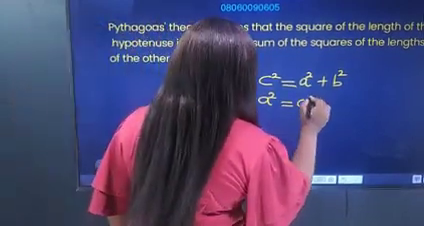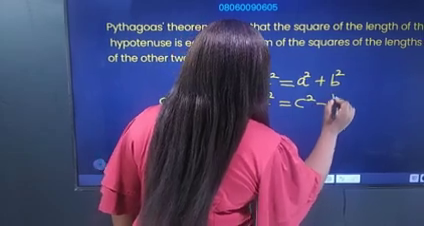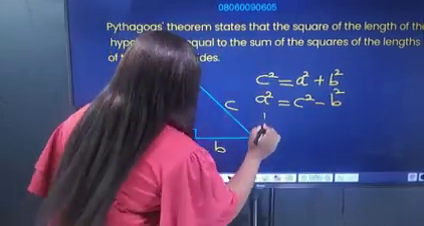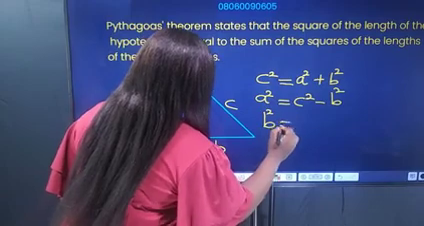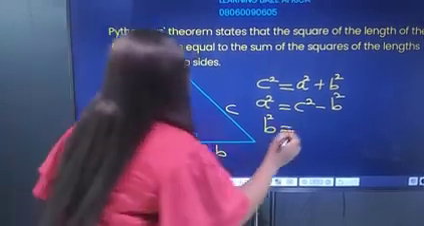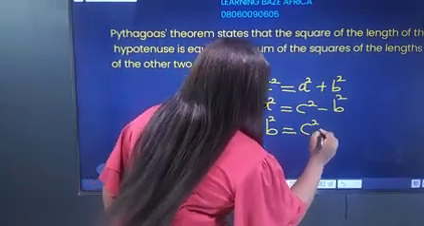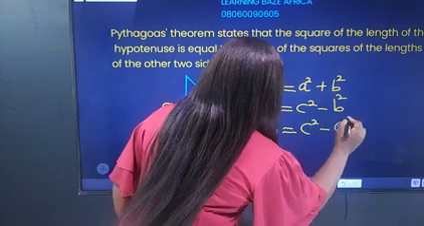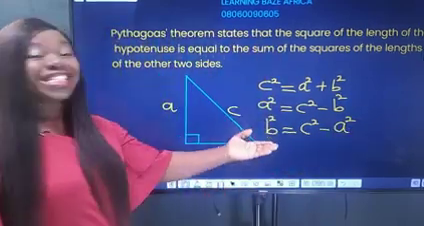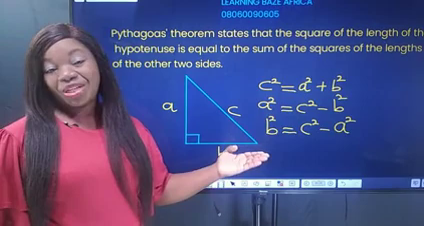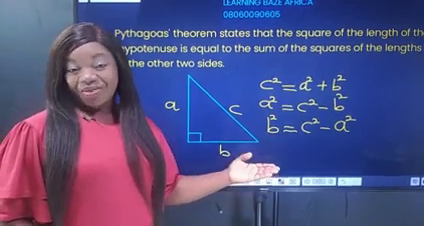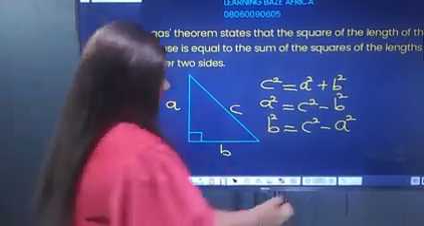So we have the square of C minus the square of B. And if you are to find the square of B, which is the other shorter side, it will be the square of the hypotenuse minus the square of the other shorter side. So this is Pythagoras theorem. Make sure you take note of this in your exercise book.